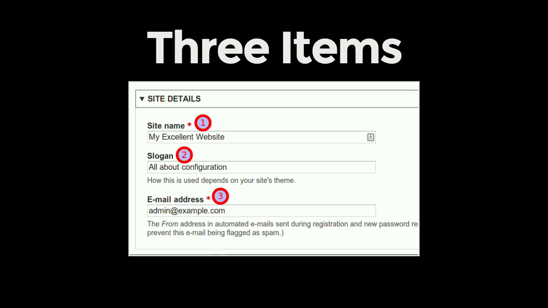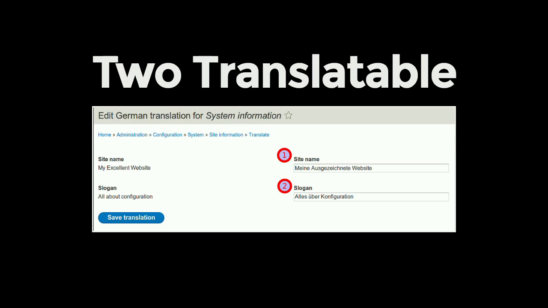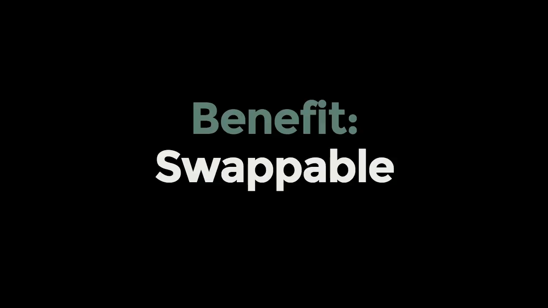So this is the type of problem that the configuration system is solving, and it's allowing a site to be translated fairly easily, and we know that an email address, for example, is not translated. Another key benefit of the configuration system is that it's highly swappable. If you want to use MongoDB, or if you want to use SQL Server, or if you want to use files, we tried to make it very flexible.